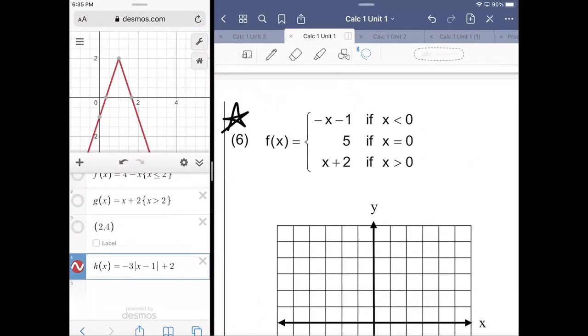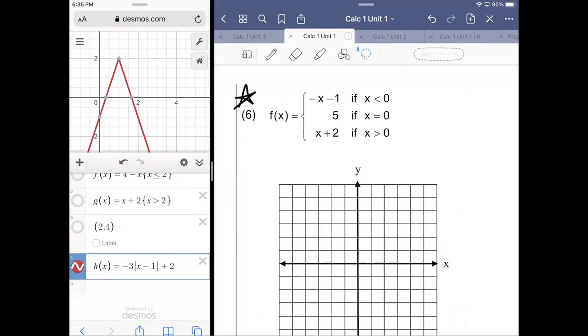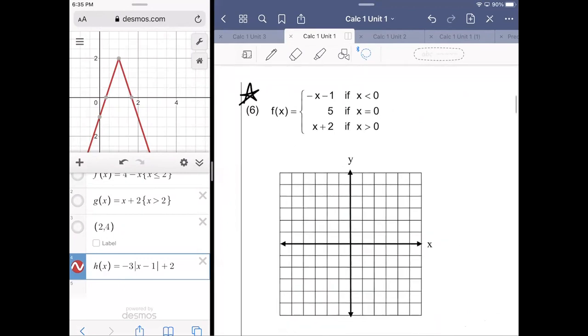Well, let's take a look at number 6 on the next page. Again, we have 3 pieces, and just like I did before, I'll do it by hand, but I'll do it a little bit quicker this time. By hand, and then using Desmos. So we have -x minus 1, but only for values of x that are less than 0. So that's -infinity to 0.